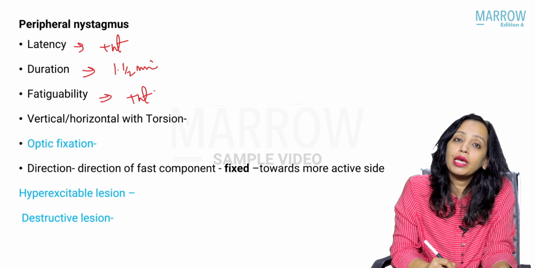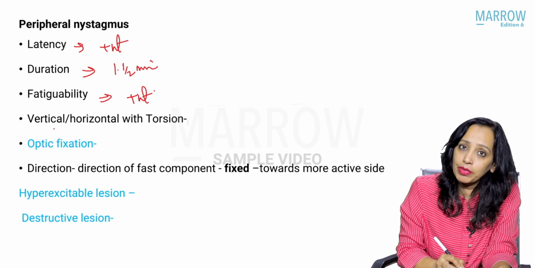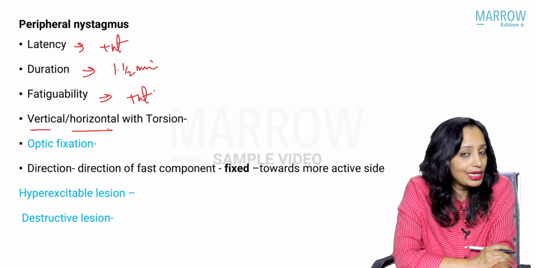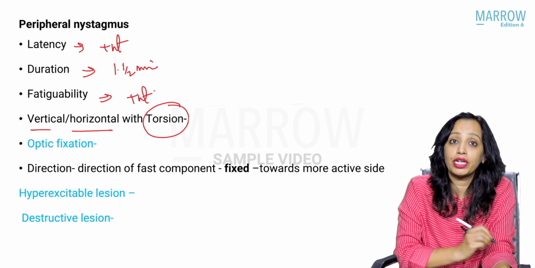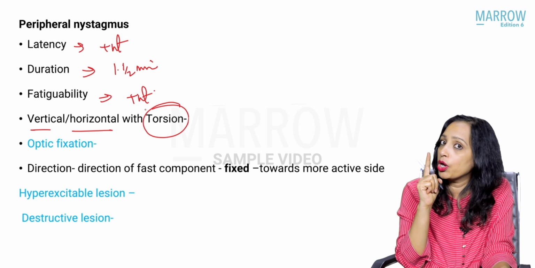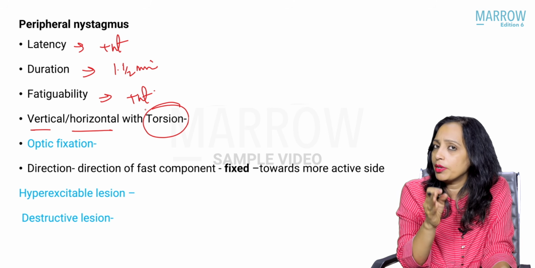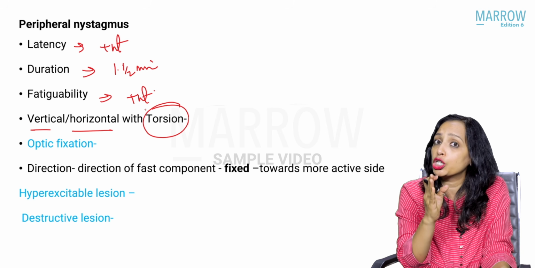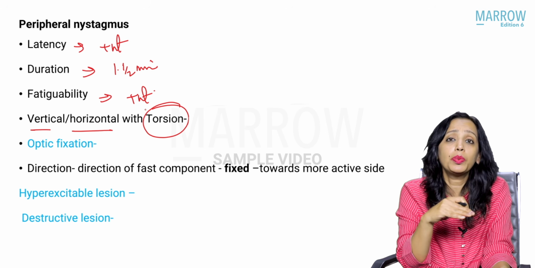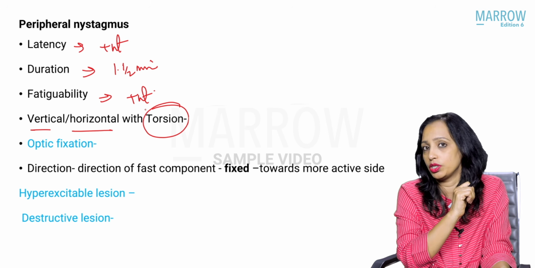Now in the peripheral origin, that is inner ear origin, the nystagmus can be either a vertical nystagmus or a horizontal nystagmus, but always there is torsion. It is never pure vertical or pure horizontal. Pure vertical or pure horizontal suggests that it is of central origin. Now you will tell me, involvement of what will lead to a vertical nystagmus, and what will lead to a horizontal nystagmus in inner ear pathologies.